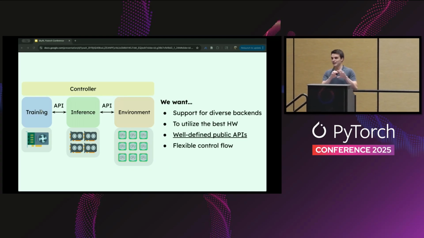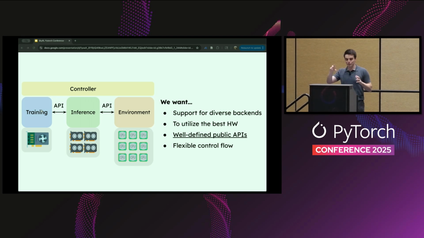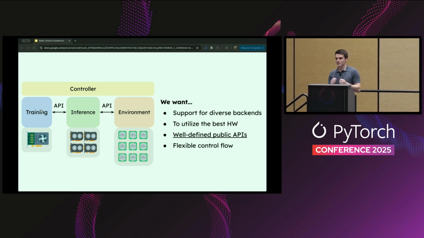And finally, once we have these nicely modularized separate components, we want flexible control flow. We want this controller that sits above them that lets us specify algorithms or execution plans as some data flow graph between these components that lets us flexibly change the algorithm as we see fit.